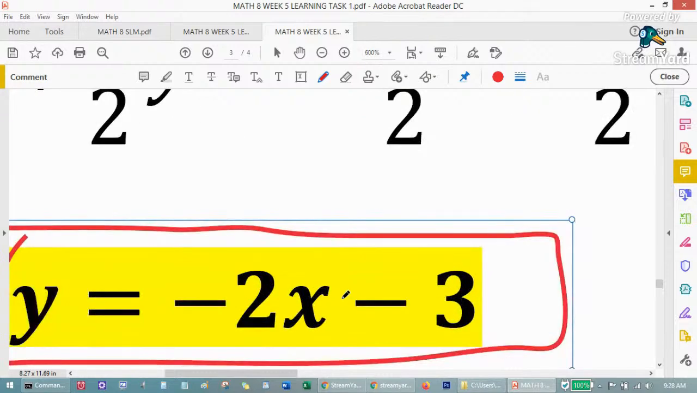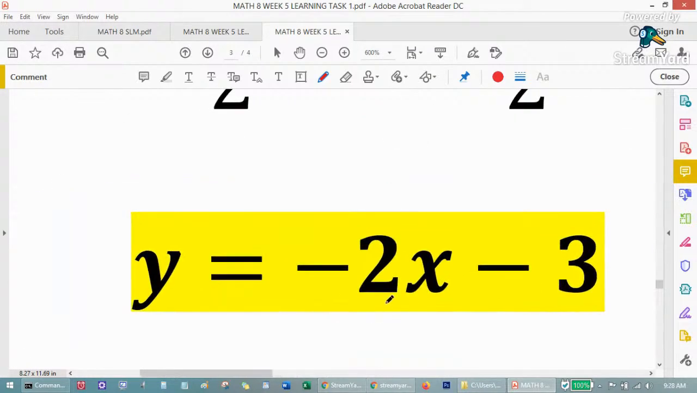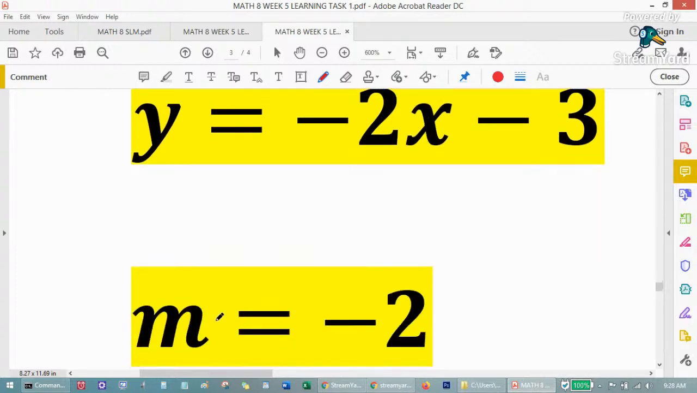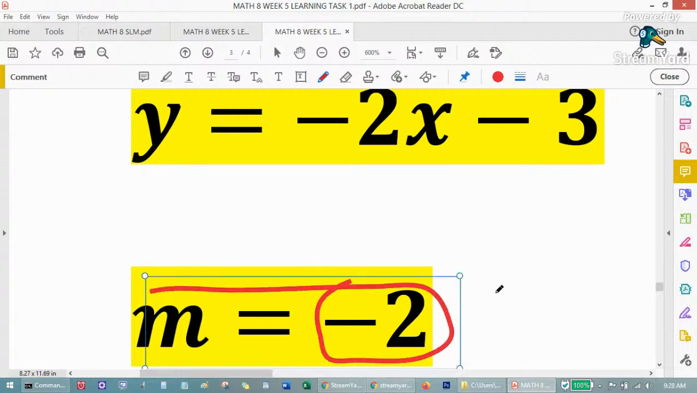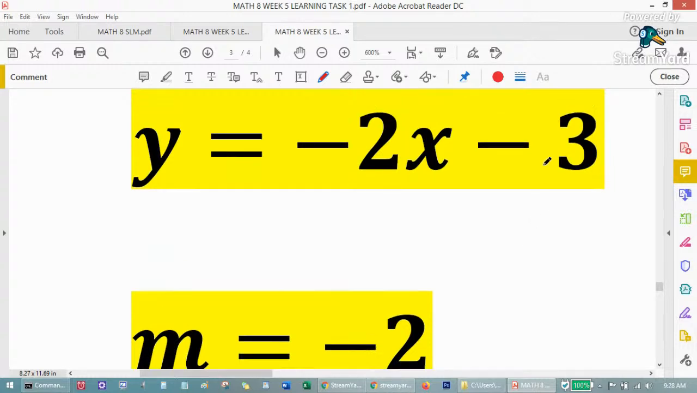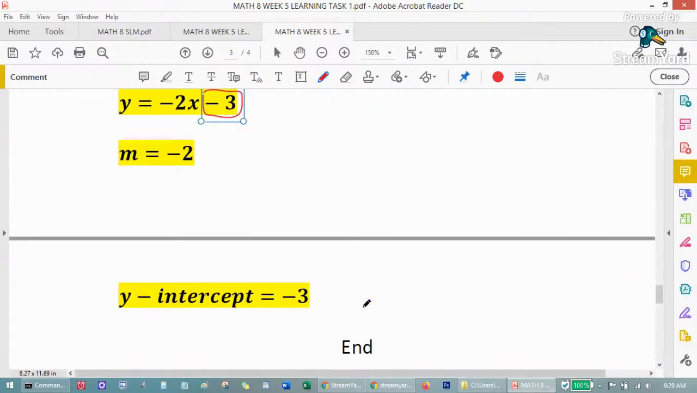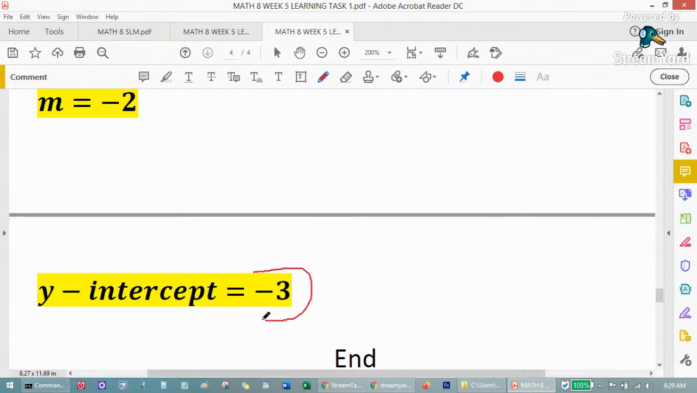Nasaan ang slope dyan? So, pag slope, hanapin lang yung x. Ano yung katabi ng x? Negative 2. That is the slope, negative 2. And what is the y-intercept? This is the y-intercept, negative 3. So y-intercept is negative 3.